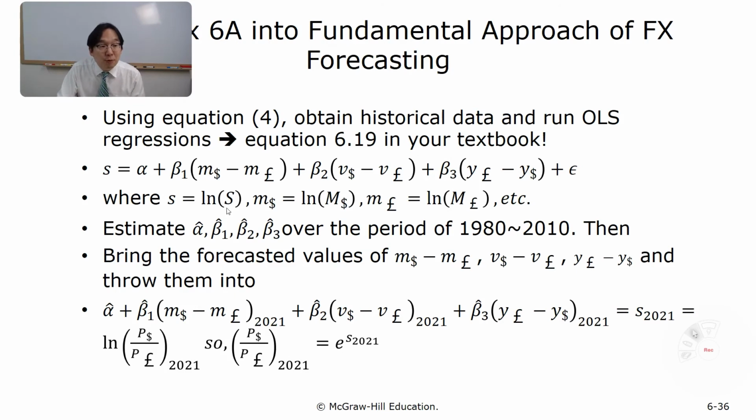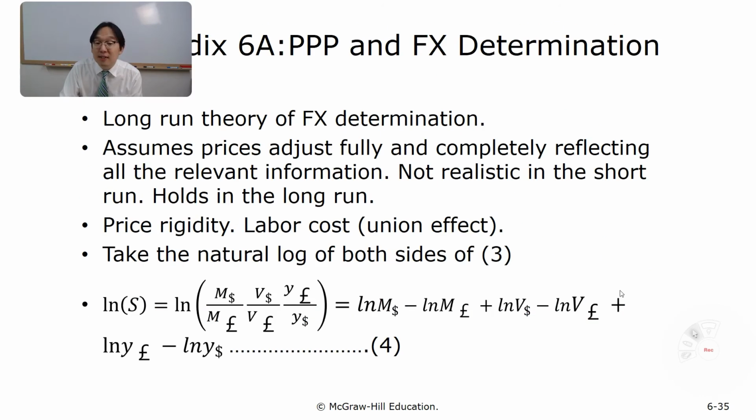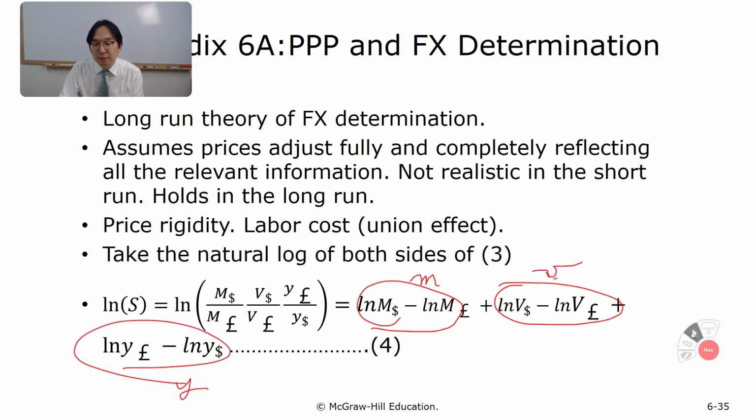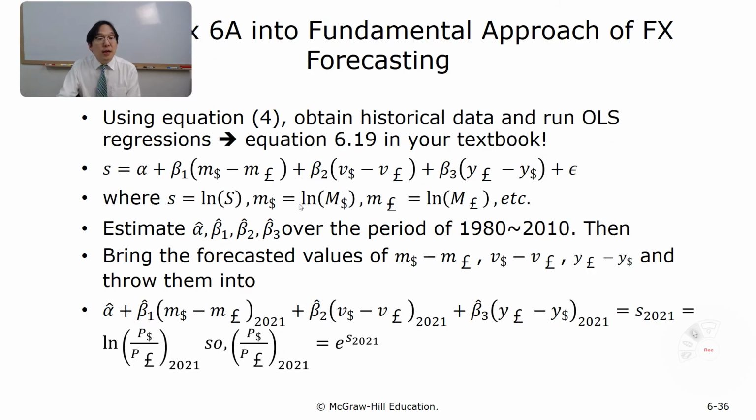Now, what are those explanatory variables? The relative monetary supply, the relative velocity of money, relative GDP, okay? And then the natural log version of it is exactly this guy. We just label this as small m, this guy as small v, and this guy as small y. That's it. So that's this, right? And then epsilon, that's a random white noise, right? And then estimate these beta 1 to 3 and alpha over the period of your data.